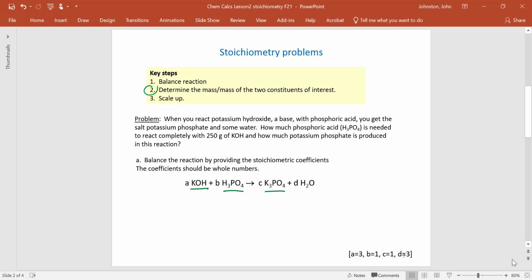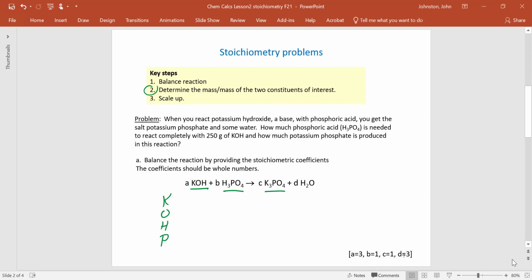So step 1, balance this reaction. Determine what A, B, C, and D are. And you've done this in Chem 1, you've done this in high school. I'm not going to belabor it. Just to remind you, though, that the number of K's and O's and H's and P's on one side have to equal the number on the other side when you're done.